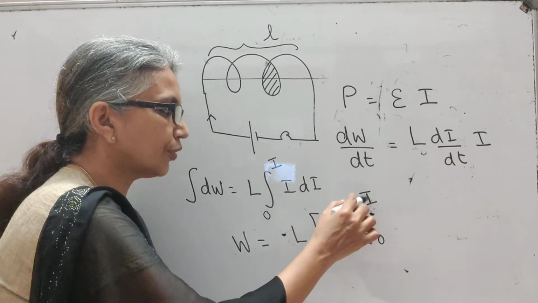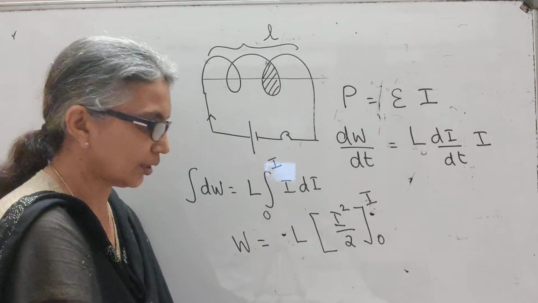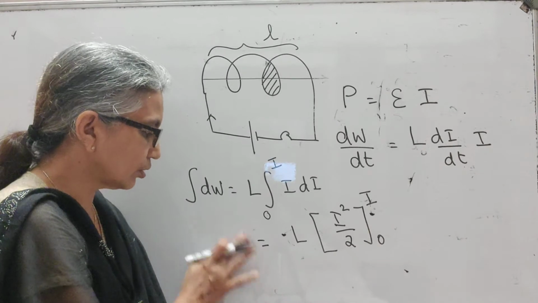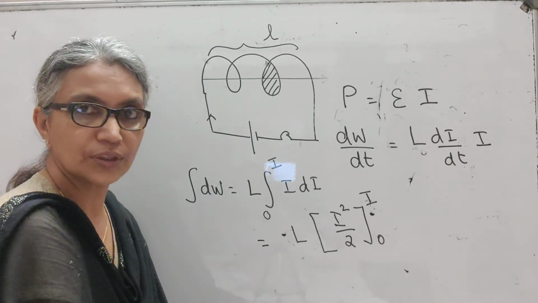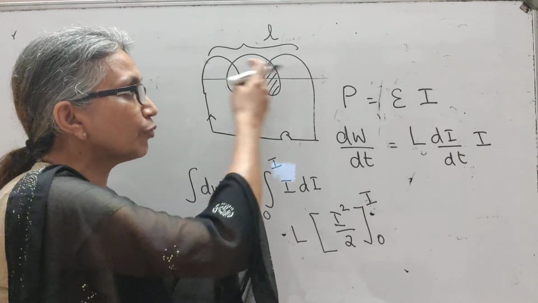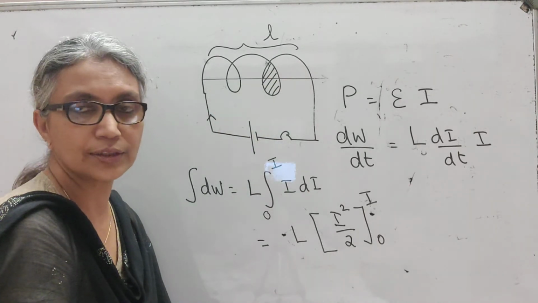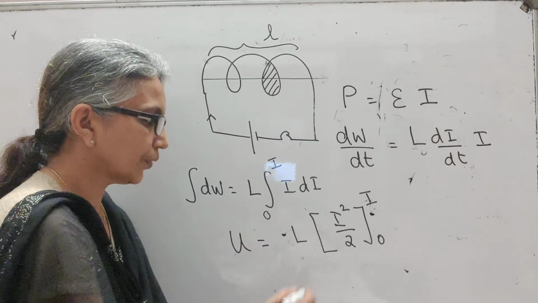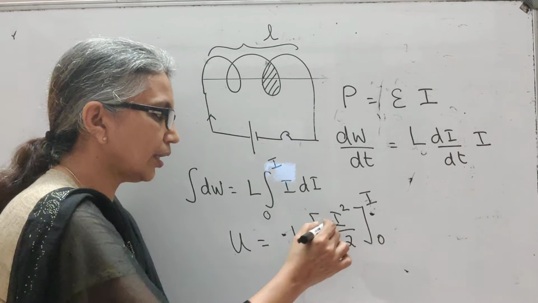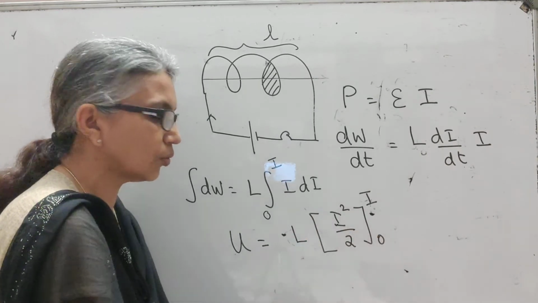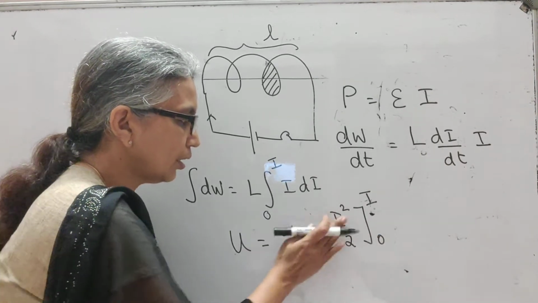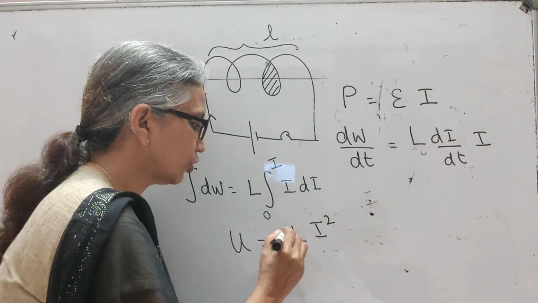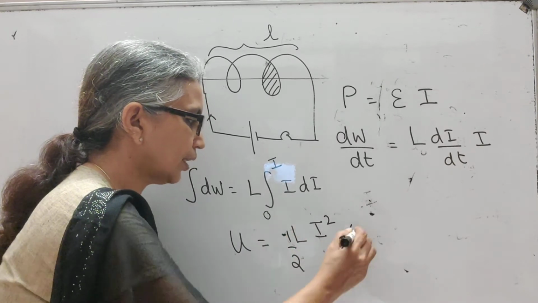So I will first take the upper limit minus the lower limit. So we have this work done stored as potential energy, which is magnetic because it is the magnetic flux that is changing and that is producing the induced current. So this magnetic energy U is equal to, when it takes the upper limit, L I square by 2 minus, when it takes the lower limit, 0. So I may write it as half L I square.